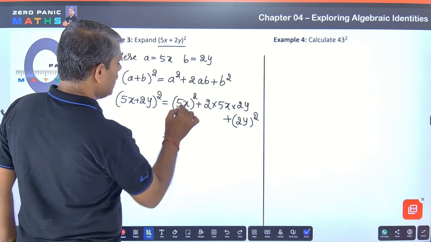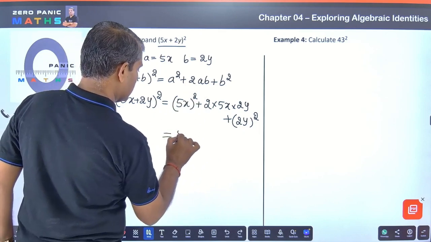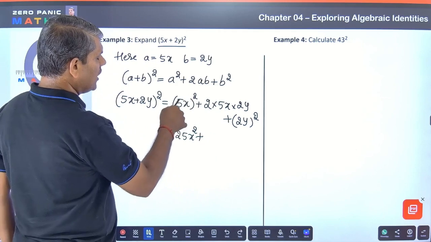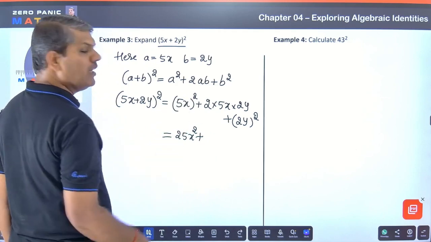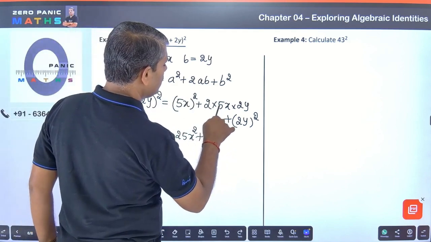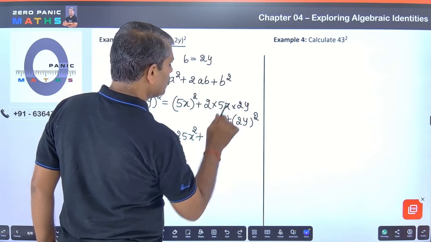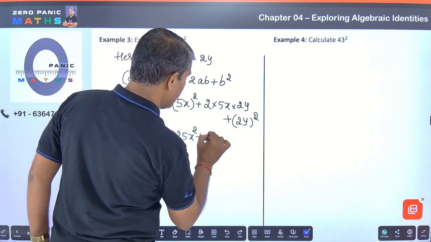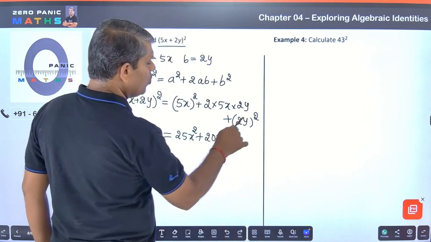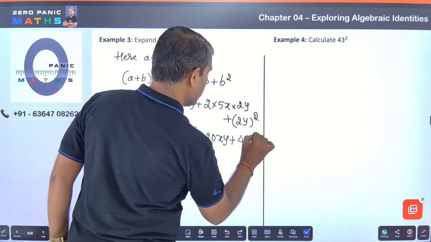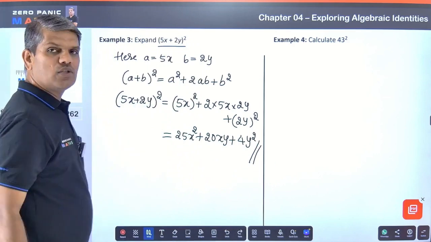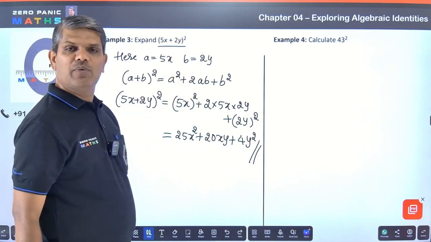It is 5 square and x square, that is 25x square. It will do the square to both the coefficient and the variable. That's the reason I told whole square. Now it is 2 into 5, that is 10, 10 into 2, 20, x into y, xy, 20xy, plus 2 square, that is 4, and y square. This is the expansion of (5x + 2y) whole square with the given algebraic identity.